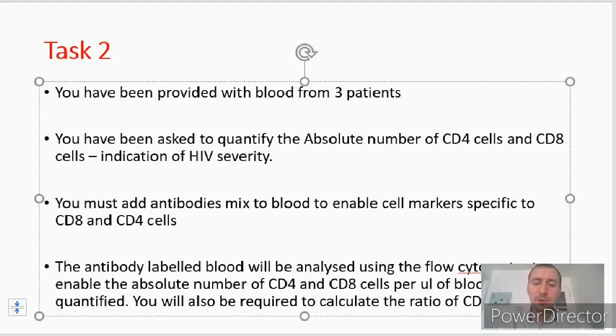What's involved is the clinician would obtain a blood sample from the patient. They would then add an antibody mix to the blood to enable them to identify a range of cell markers that would allow them to identify CD4 and CD8 cells. The antibody labeled blood will then subsequently be analyzed using a flow cytometer, and that will enable us to quantify the absolute number of CD4 and CD8 cells per microliter of blood. And you'll also be asked to calculate the ratio of CD4 to CD8, because this is also important in the clinical decision. Now, there's a lot more information on the background to the flow cytometer in the presentation provided on BBLearn and on the link on this presentation.